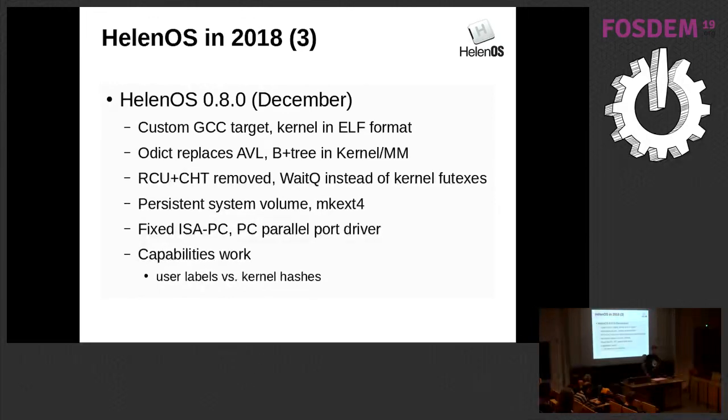We had some improvements in the kernel. Basically, there is a new red-black tree-based data structure which replaced the existing AVL and B+ trees, and is heavily used in memory management. The new data structure has a slightly better API, which is more favorable to memory management, because it does not allocate anything on its own. You have to pass it memory.